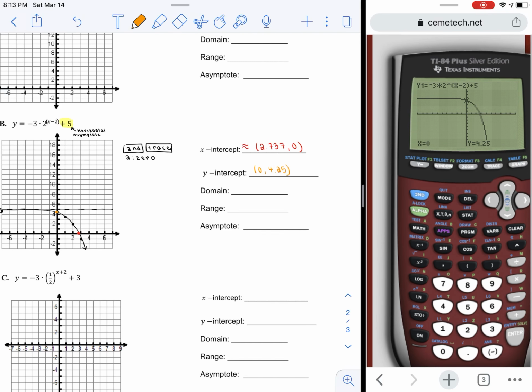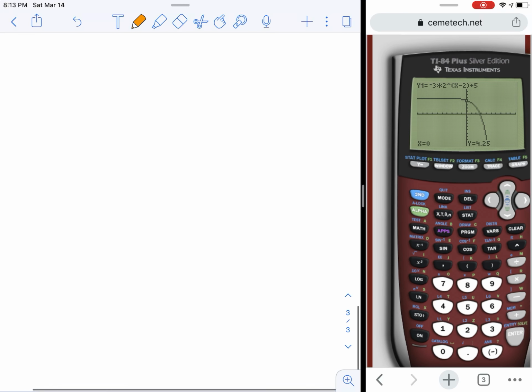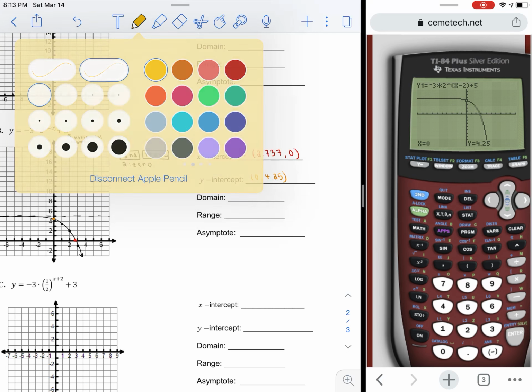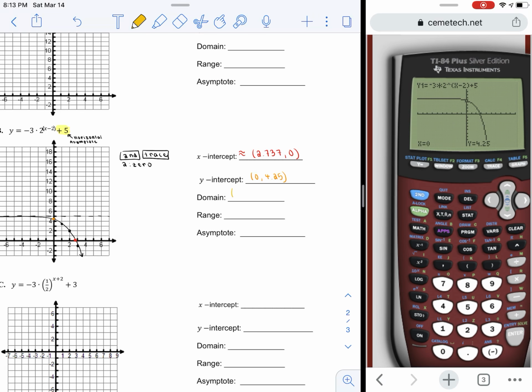Now, again, domain doesn't matter what we're seeing with this graph. Or not seeing, apparently. That was a dumb joke. Our domain will always be -infinity to infinity. It'll be all real numbers.